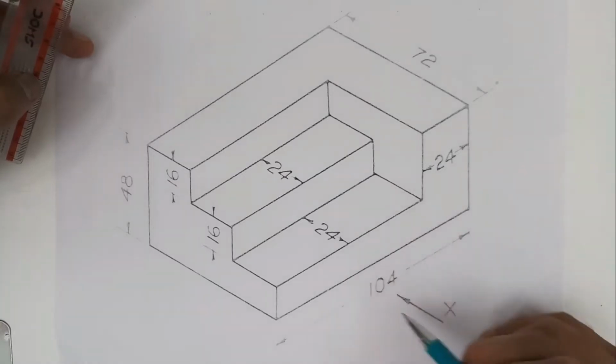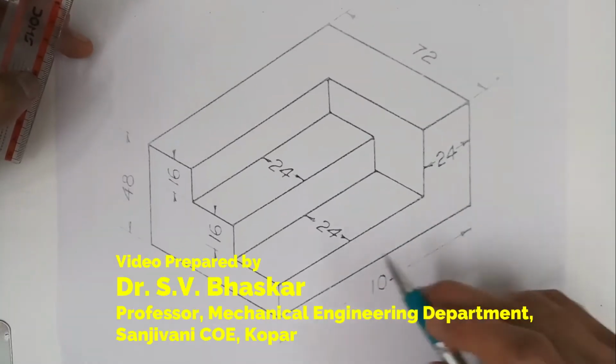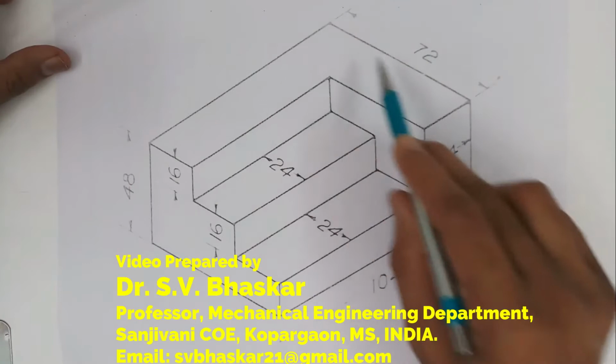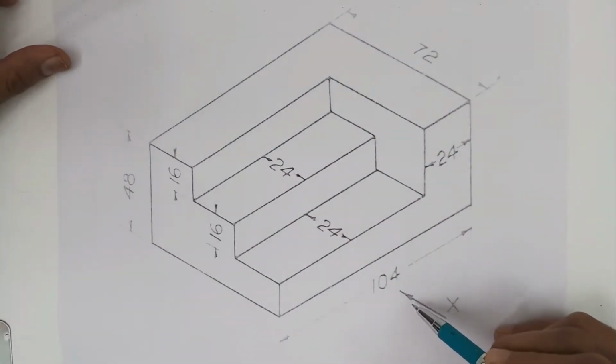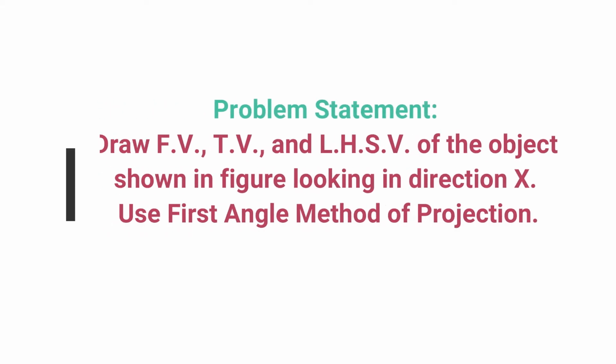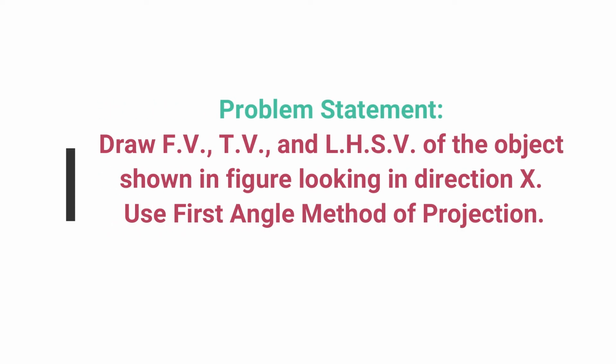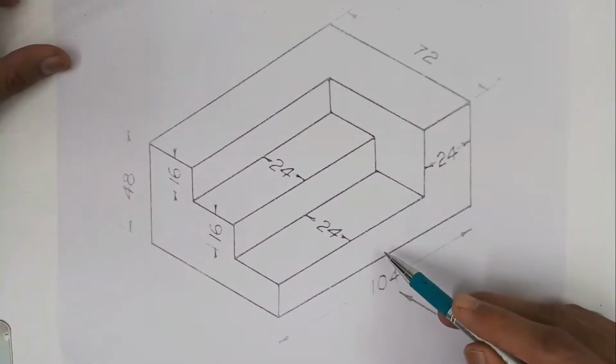Today I am going to explain the procedure to draw orthographic views for this particular object looking in direction X. The problem statement is: draw front view, top view and left hand side view of the object shown in figure looking in direction X. Use first angle method of projection.